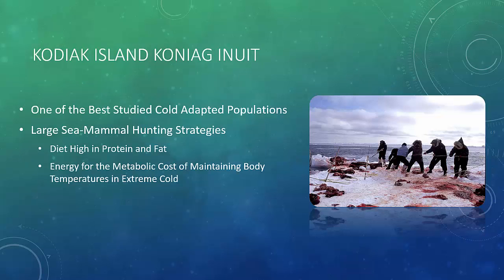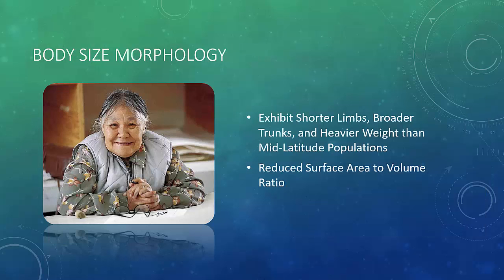So we have some classic studies on Inuit populations from the Kodiak Island region. So these are one of the best studied cold adapted populations, and they're most well known for their extensive large sea mammal hunting subsistence strategies. And this strategy creates a diet that has extremely high protein and fat content, which provides the energy for the high metabolic costs of maintaining body temperatures in the thermal neutral zone. So morphologically, the Inuit exhibit shorter limbs, broader trunks, and heavier weight than populations at mid-latitudes, and they have that reduced surface area to volume ratio.